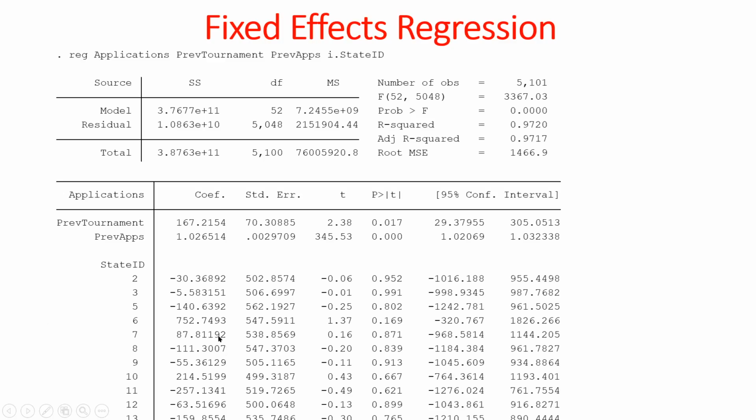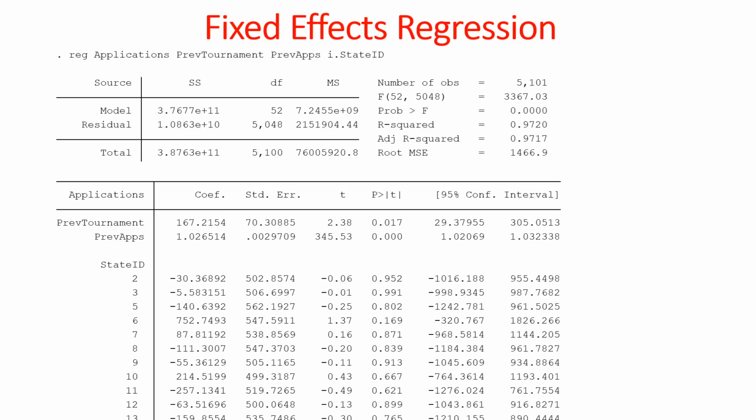But it now allows for our regression to be, given that we had two schools in the same state and had the same number of previous applications, now if they make the tournament, what's the increase in their expected applications? And here now we get an increase of about 167, and it's statistically significant at the 90 and 95% level, because that p-value is less than 0.1 and 0.05, our alphas.